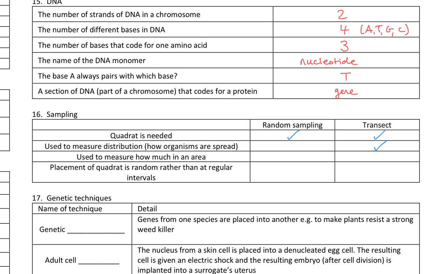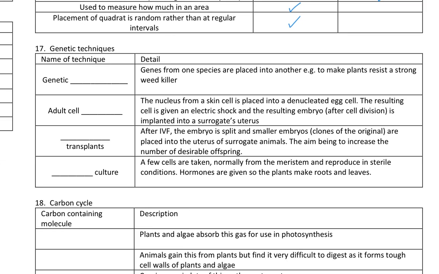Used to measure how much in an area. That's random sampling. I scatter them all over the place in a random way and work out the mean number per quadrat. Placement of quadrat is random rather than regular intervals. So both of them need a quadrat. It's how you use the quadrat.